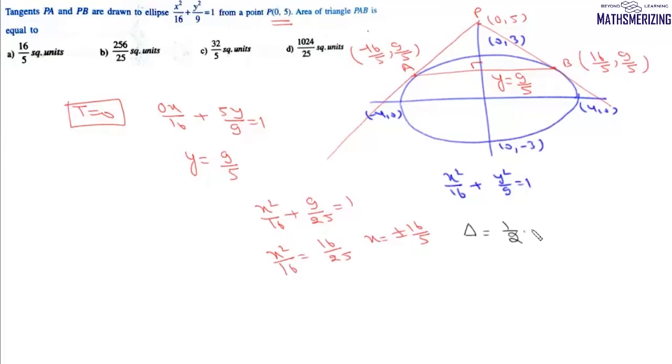half times base times height. Now what is the length of the base? Length of the base is 32 by 5. And what is the height? Height in this case is 5 minus 9 by 5, which is 25 minus 9 over 5, 16 by 5. So the area is 256 upon 25 square units, and that's your option number B.